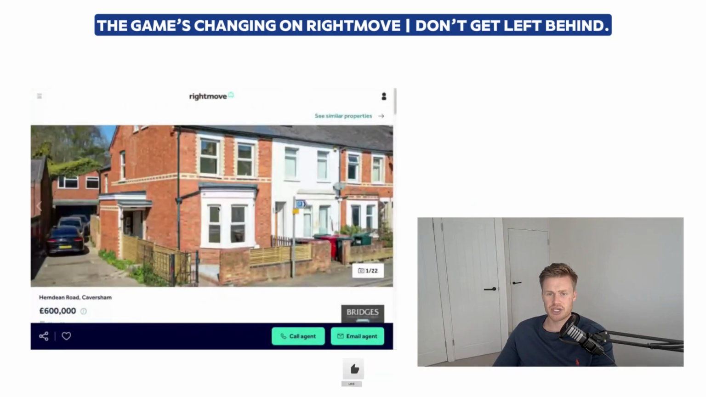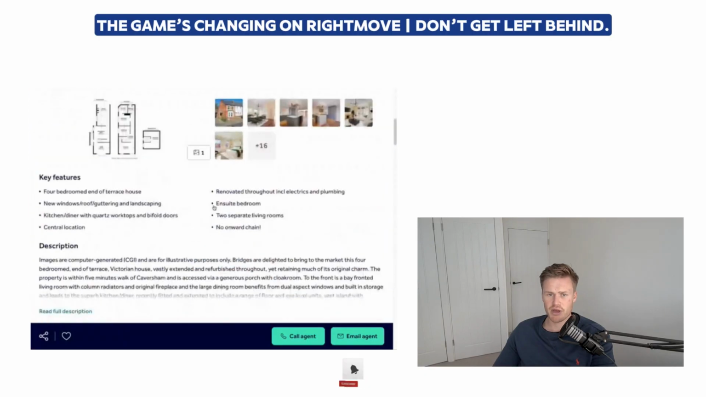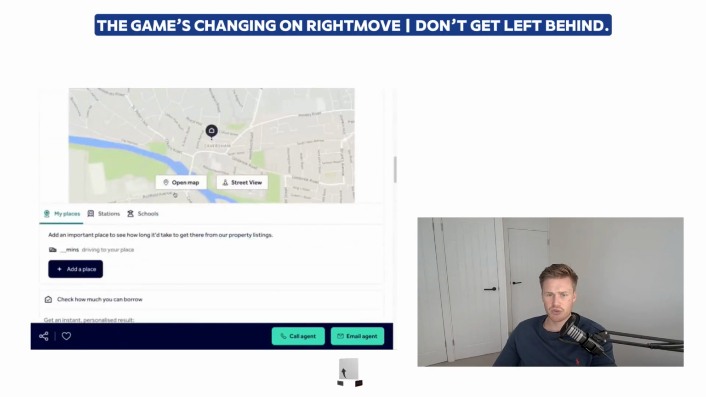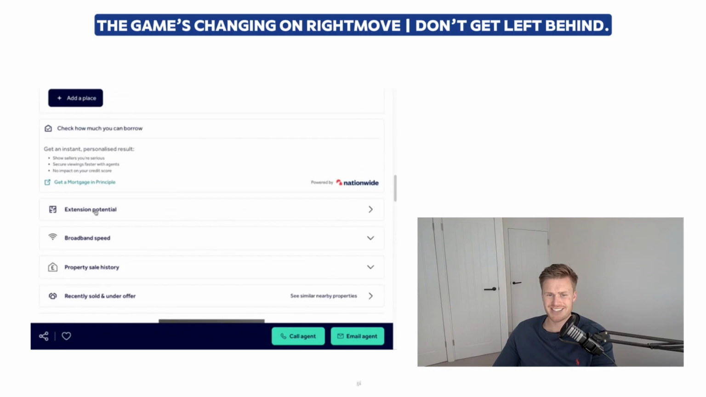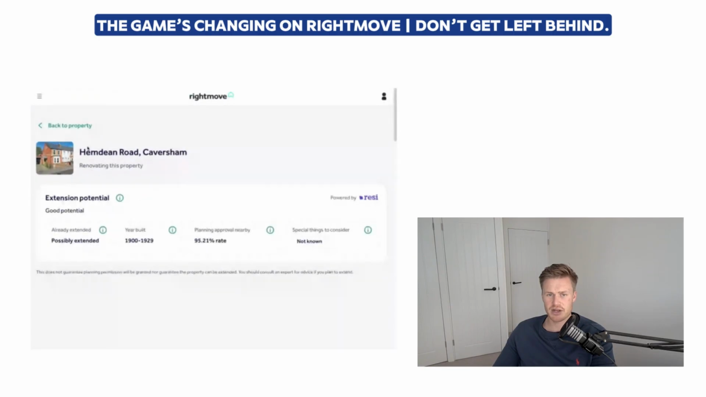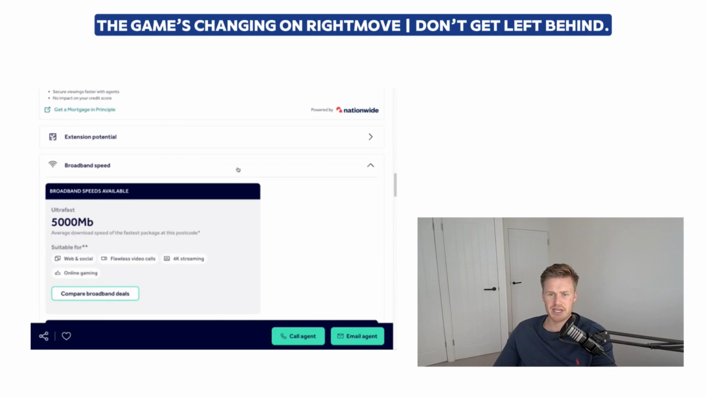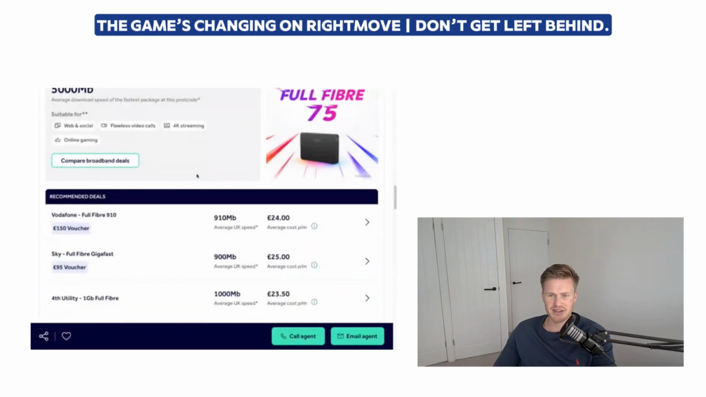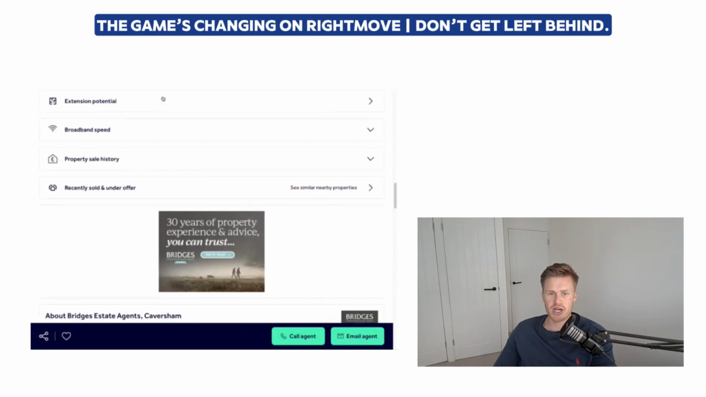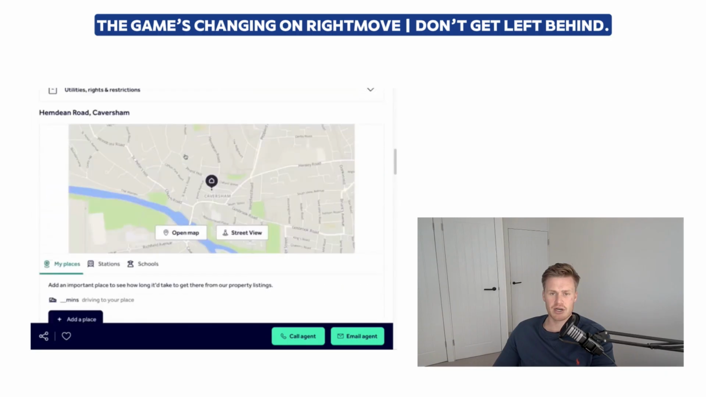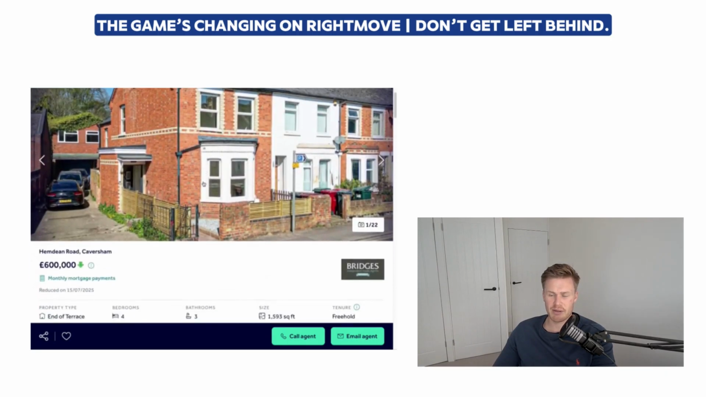So again, just to quickly show you, this is a Rightmove link that we've come onto, and then you just scroll all the way down past the map to extension potential, and you can obviously look at it there. I'm sure a lot of our listeners have already looked at property sale history and recently sold, which is really good for comparables. I basically have never looked at broadband speed. I don't know if anyone else has, but they're really useful click-throughs that you can actually look at. We'll be coming back to this deal to talk a little bit about the multiple exits, but it was just to let you know that that Rightmove feature is there.